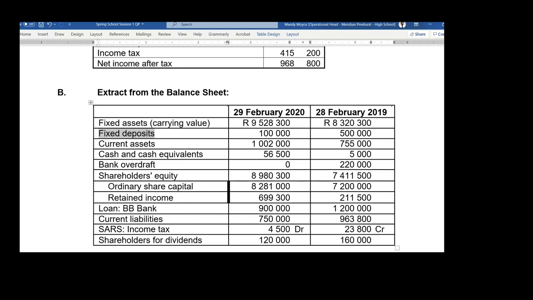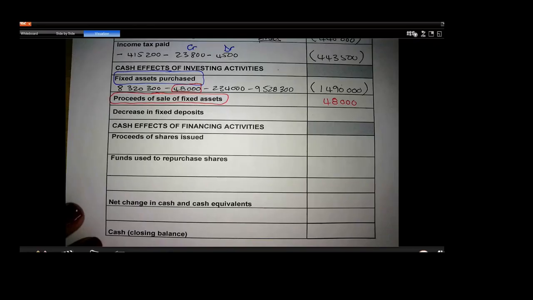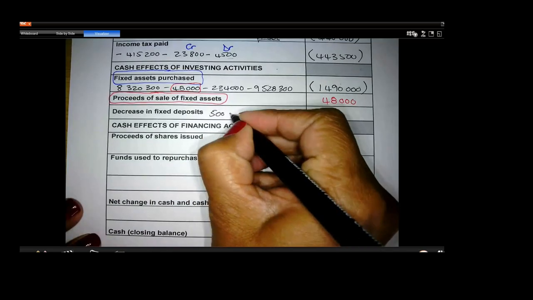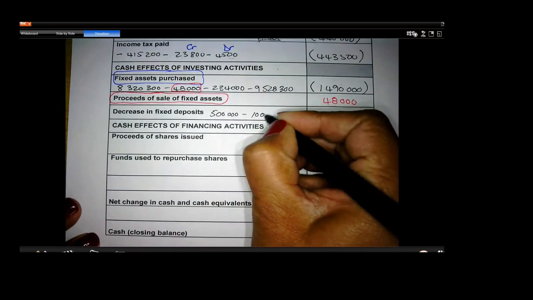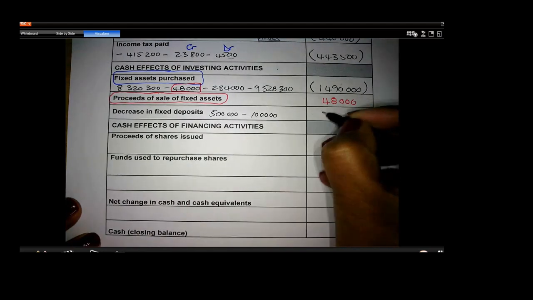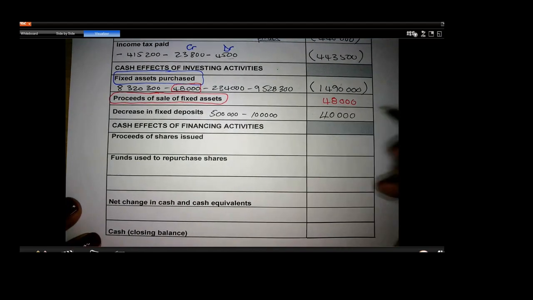So there's your fixed deposits. There you have last year, I had a fixed deposit of 500,000 Rand. And this year, my fixed deposit is only 100,000 Rand, which means that I got money back. Okay, that was my investment. If I have a lesser investment, I got money back. So how would I show that? I would show last year's balance minus this year's balance. And can you see that it's a positive amount? Therefore, I got money back.